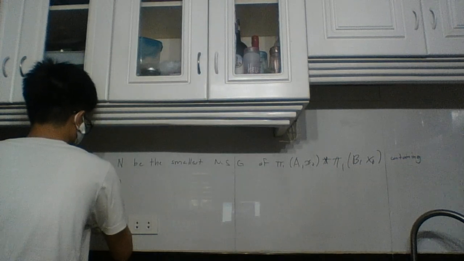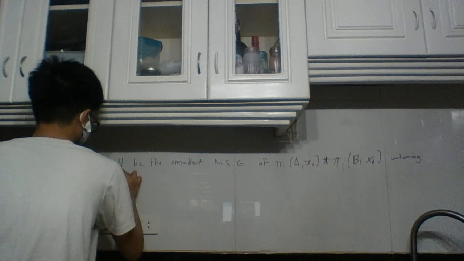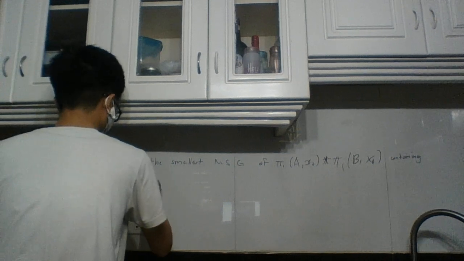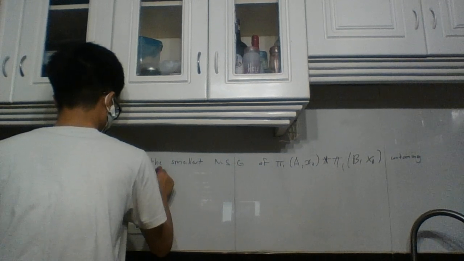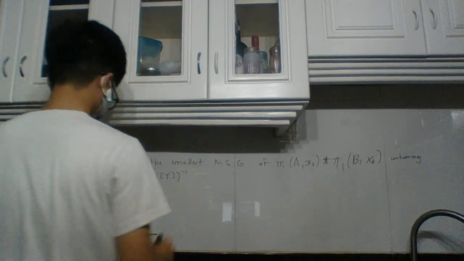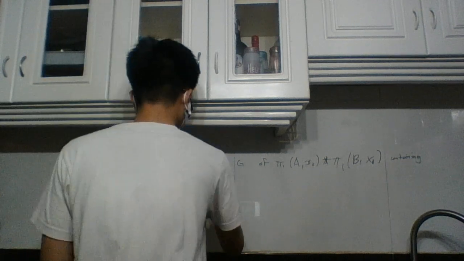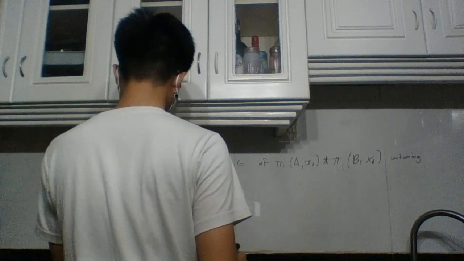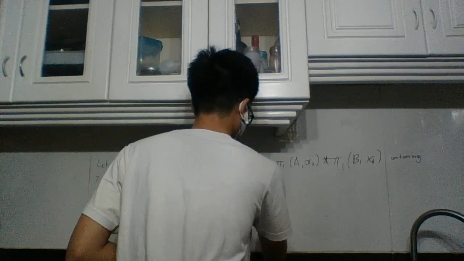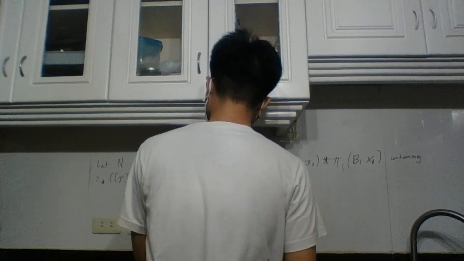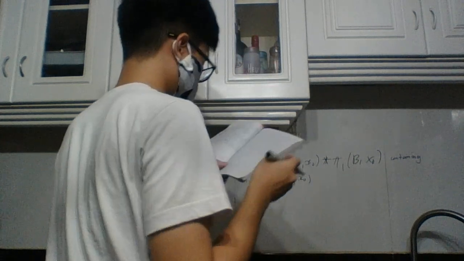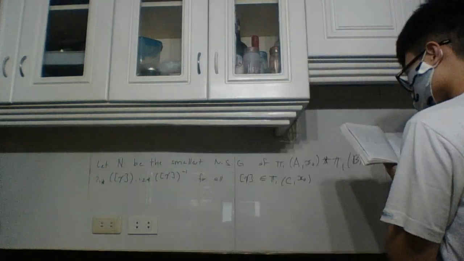containing i1 star of a certain curve gamma, times i2 star of the same curve gamma to the minus 1, for all gamma inside pi 1 of C based at the point x naught.